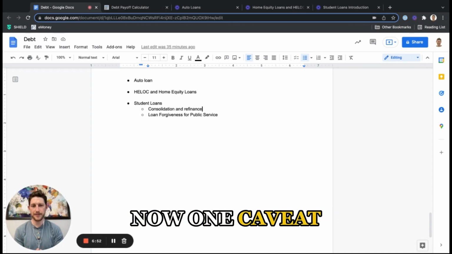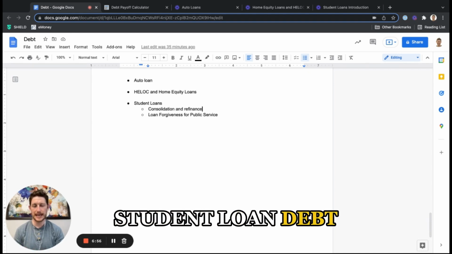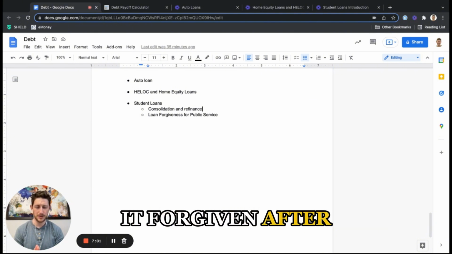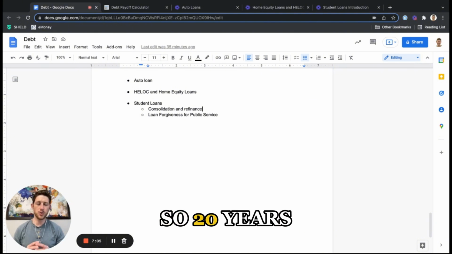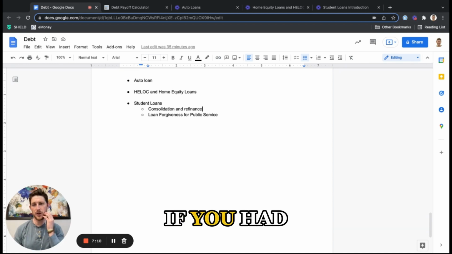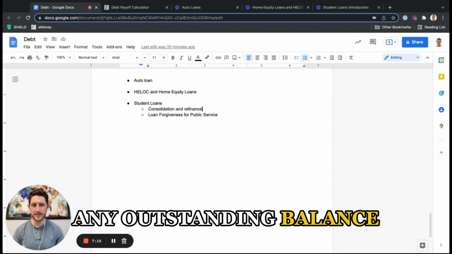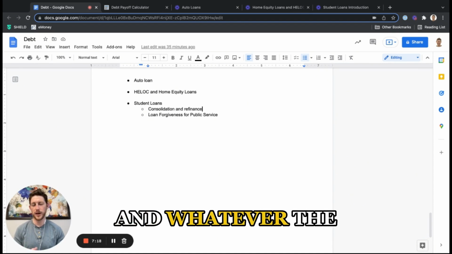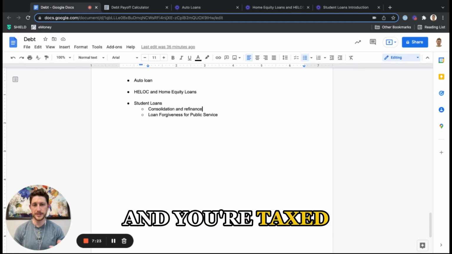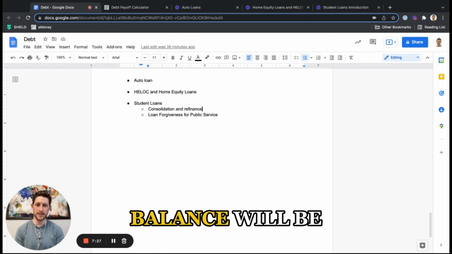Now, one caveat here is that there are ways to get your student loan debt forgiven. Generally speaking, you can get it forgiven after 20 years. So 20 years for any undergraduate debt. If you had graduate debt, then it's 25. After that amount of time, any outstanding balance is forgiven, and whatever the outstanding balance is counted as income to you, and you're taxed on it. So you're going to pay a tax bill there, but the outstanding balance will be forgiven.